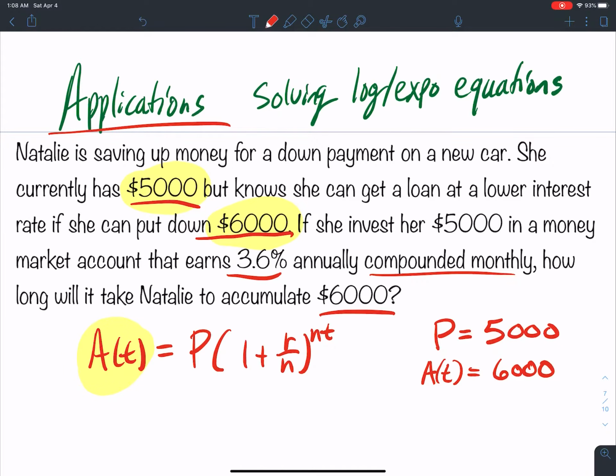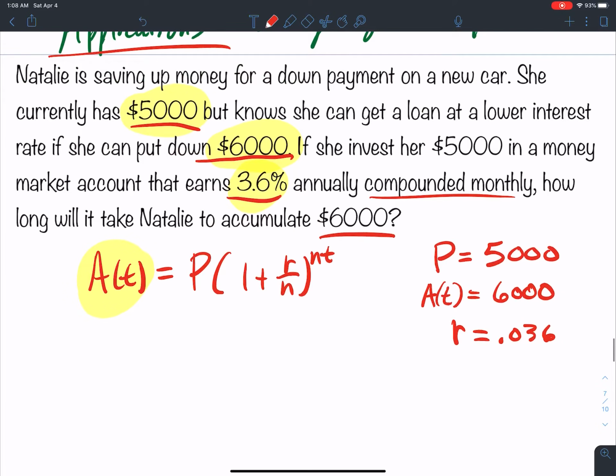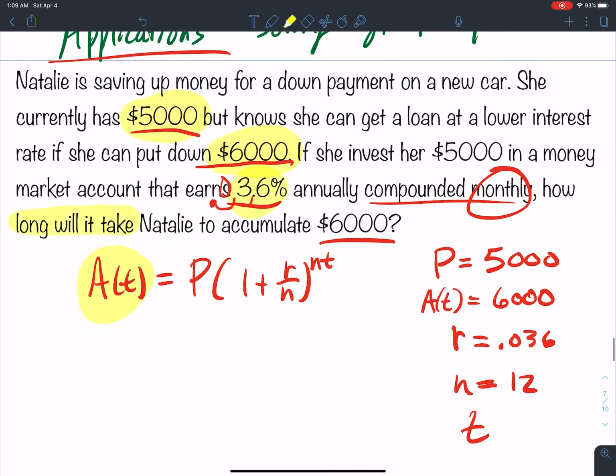All right, she invests her $5,000 now in a money market account earning, now this is my interest rate, so the rate is 0.036. Okay, convert to decimal, move it over twice, right? Compounded monthly. Monthly means n is equal to 12. It compounds 12 times per year. All right, now the time. The time is what we're looking for. How long will it take, Natalie? That's what we're trying to figure out. We don't know how long, but we're going to figure it out.